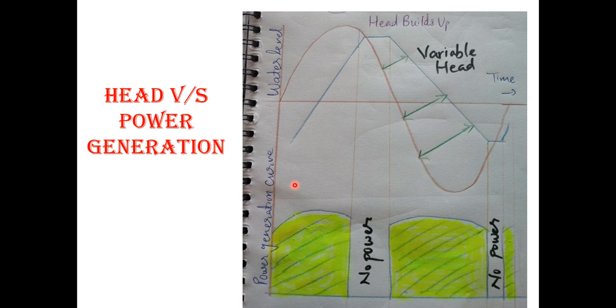So as a whole, if you go with the head versus power generation concept, notice that the power generation curve will be such that at one time the power generation has stopped, at another time it is started again. As it is started, then again it has to stop, and this cycle will be repeated. At the peak point, you will get the maximum power. And these are the regions where there is no power.